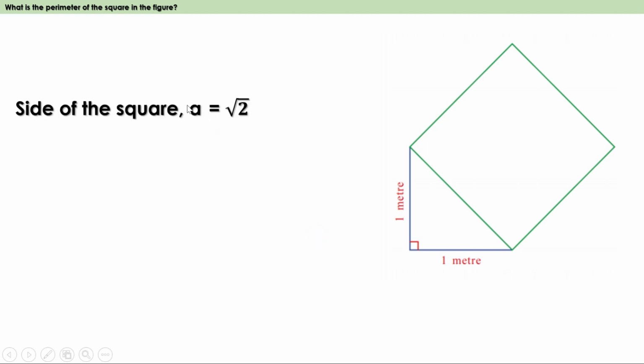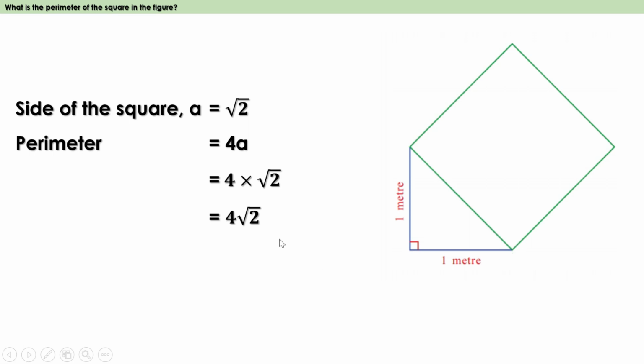The side of the square is usually denoted by the letter a. Therefore, perimeter equals 4a, or 4 into one side. Here one side is √2 meters. Therefore, perimeter equals 4 into √2 meters. And this is written as 4√2 without the multiplication sign. That means the perimeter of this square is 4√2 meters.